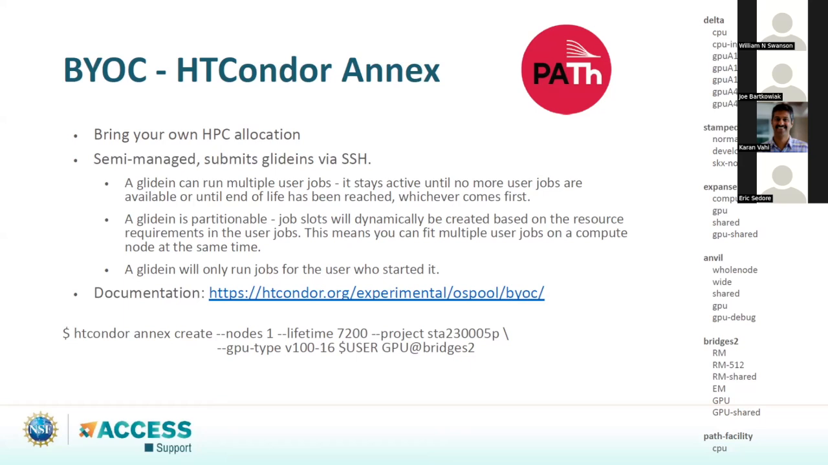Another property of the HTCondor Annex guidance is that it will only run jobs for the user who started it. And this is important, right? Because it's your allocation. You don't want to pay for somebody else to run their jobs.